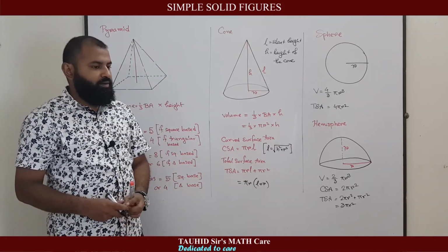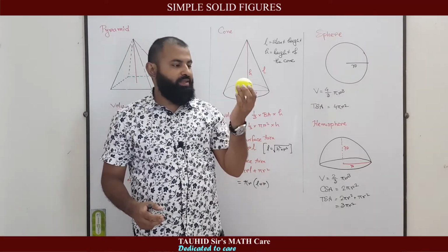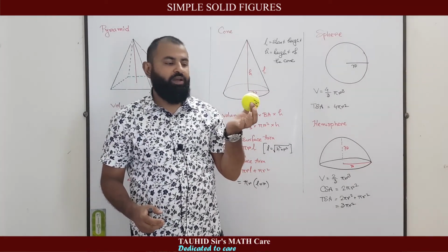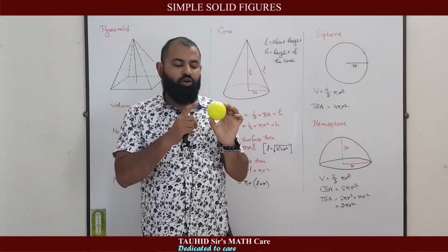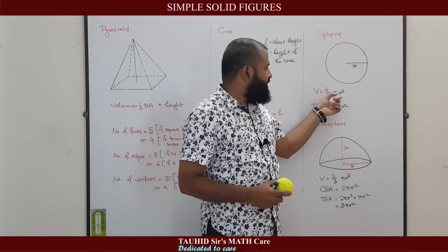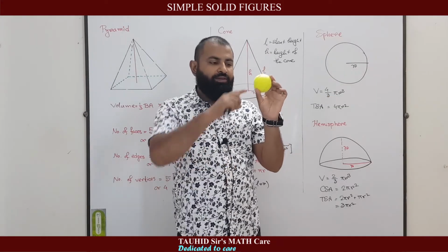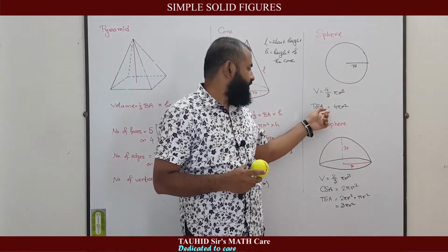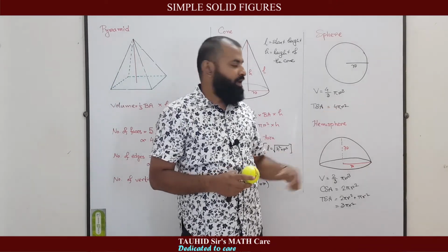Now sphere, the shape of a ball. This is a shape of a sphere. If the radius of this ball is r, the volume would be 4/3 pi r cube and its total surface area will be 4 pi r square.